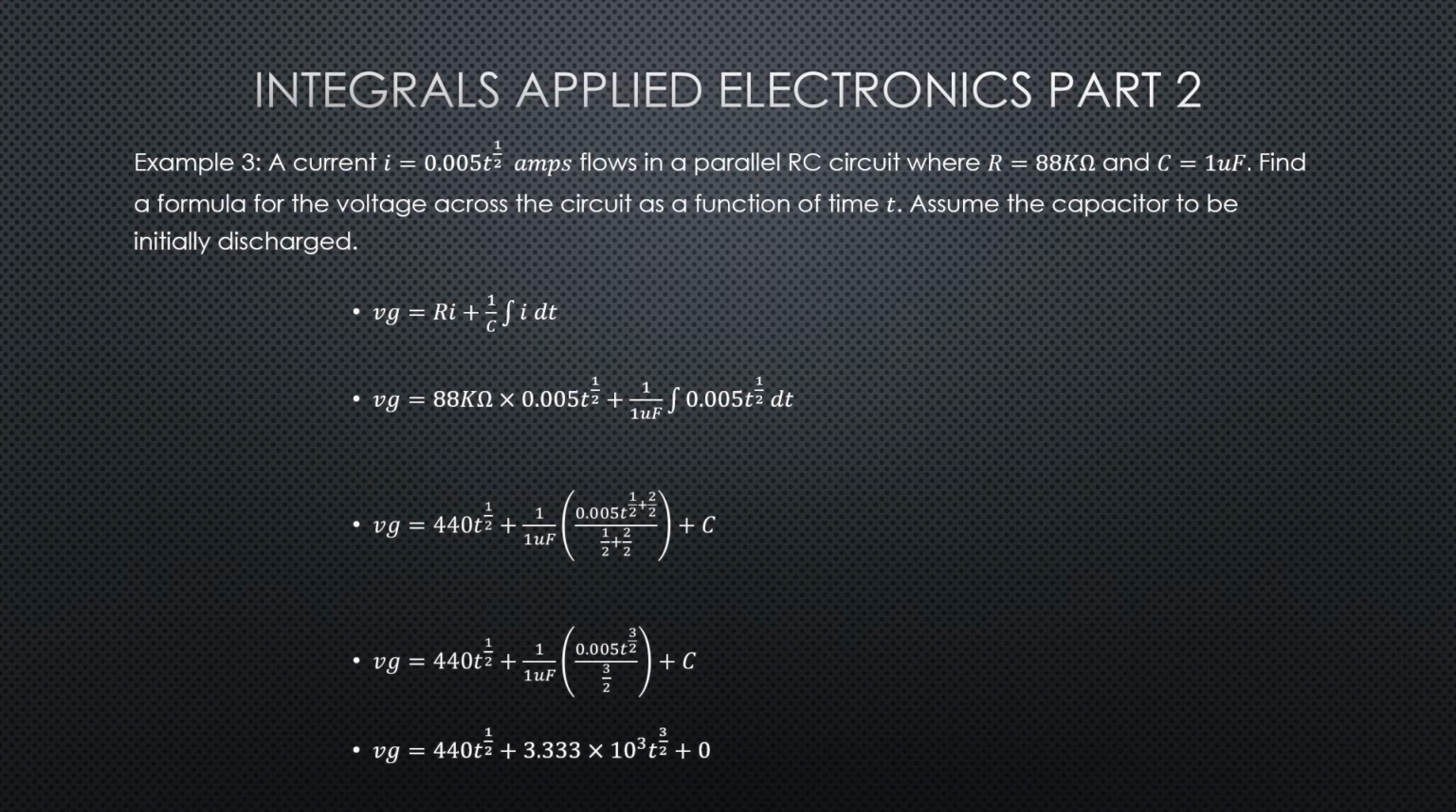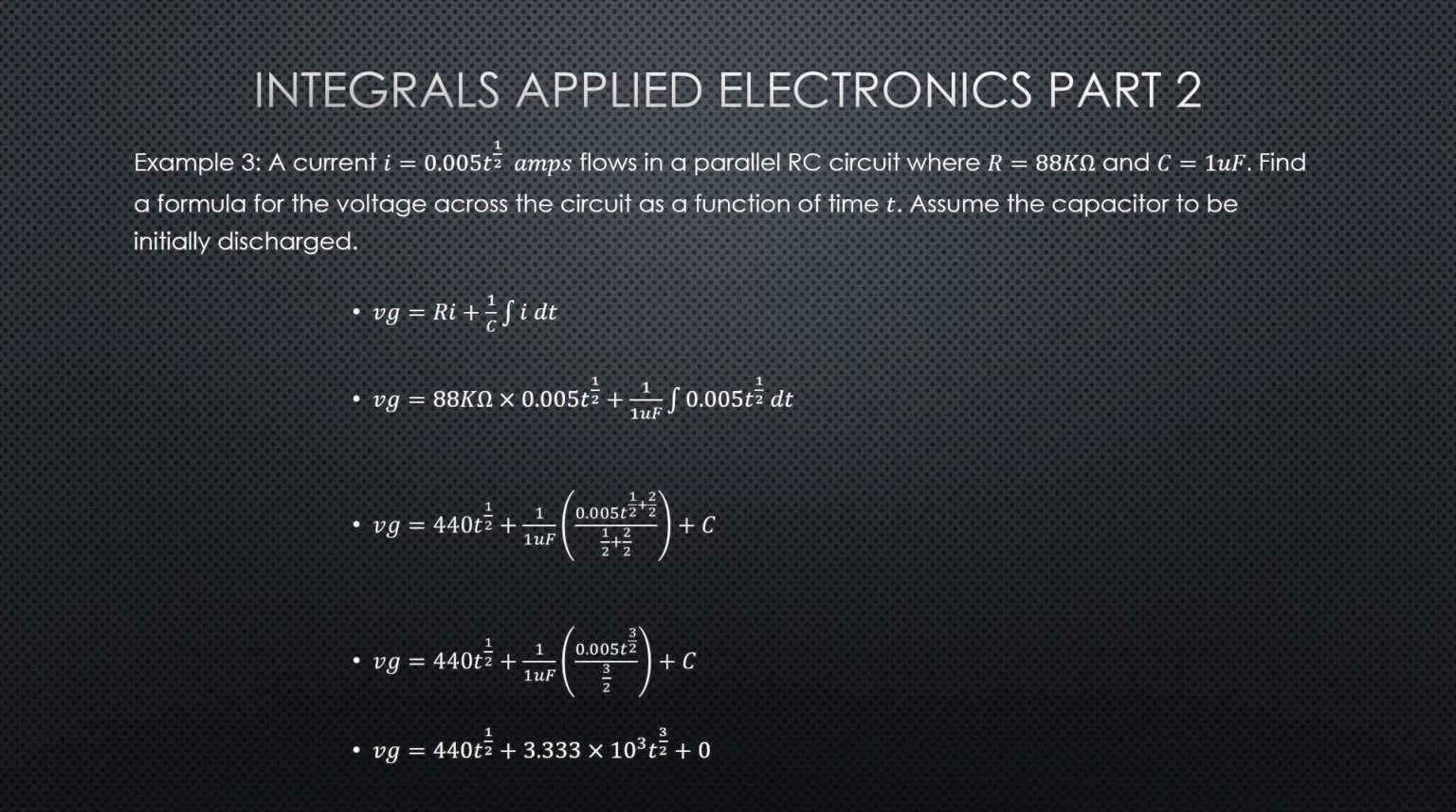Right, example 3. A current I equals 0.005 t raised to the 1/2 power amps flows in a parallel RC circuit where R equals 88 k ohms and C equals 1 microfarad. Find the formula for the voltage across the circuit as a function of time. Assume the capacitor to be initially discharged.